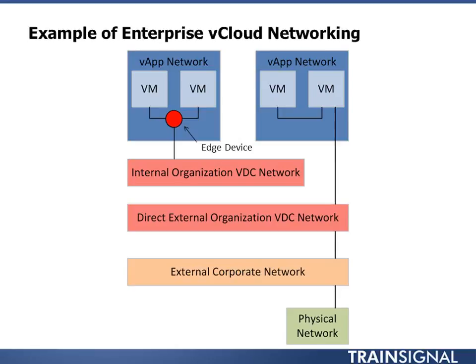So the first vApp with the 2 virtual machines in the upper left has a red vShield Edge device that is talking to an internal org VDC network. So that's an isolated internal network that doesn't go anywhere. The second vApp on the upper right has a direct connection to an external org VDC network, which then goes to the external corporate network, which also goes to the physical network. In between, that upper right vApp also has an internal isolated vApp network.